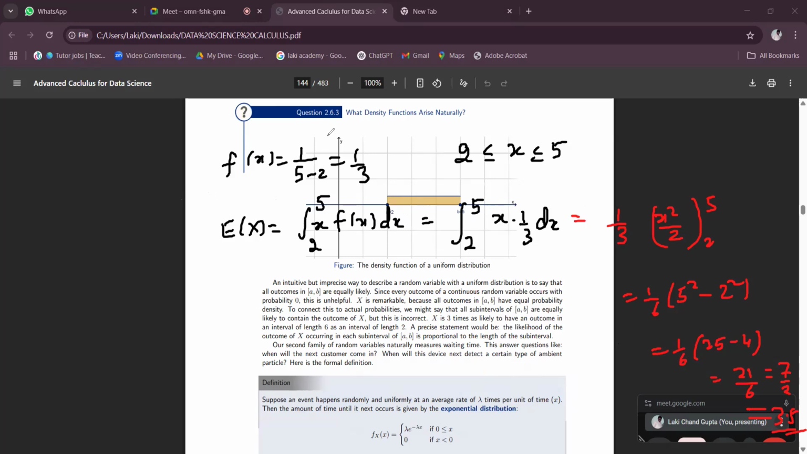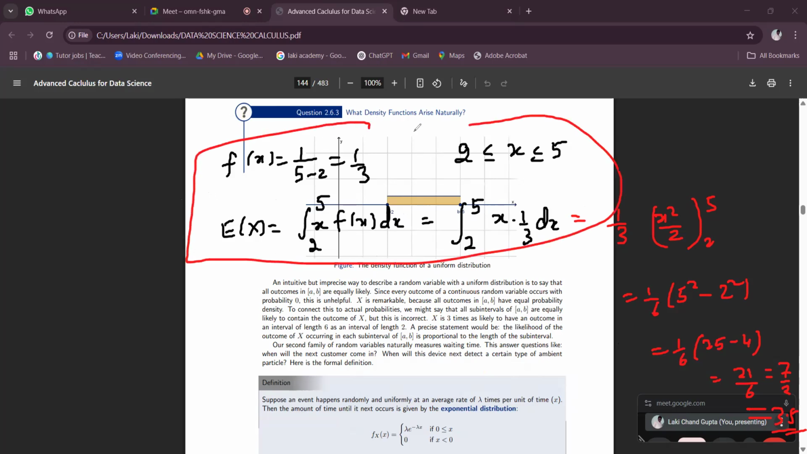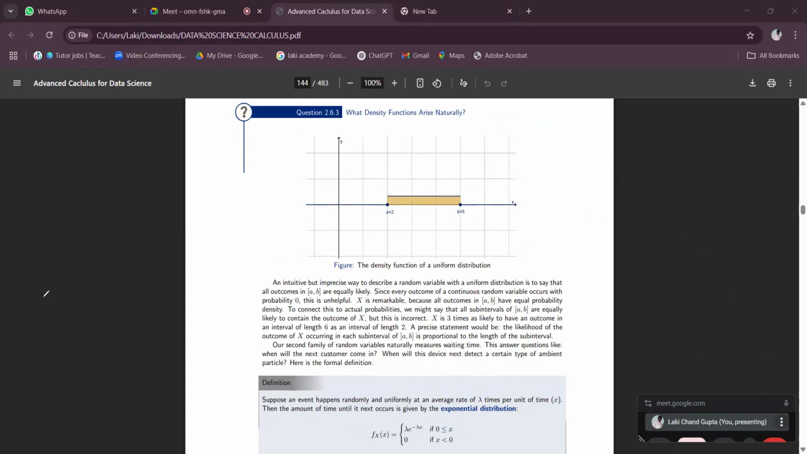Tomorrow I will explain with more examples how to find expected value and what is the significance of uniform distribution. Basically there are four more topics: uniform distribution, exponential distribution, Bernoulli distribution. There are four distributions which are very important in analyzing data.